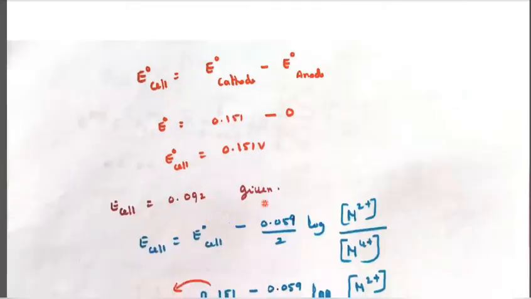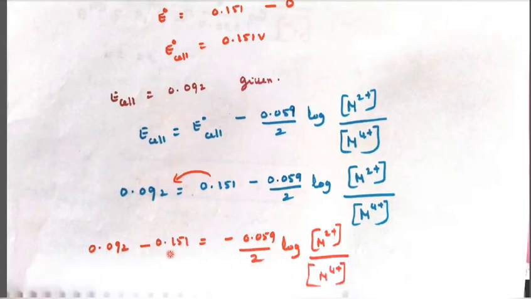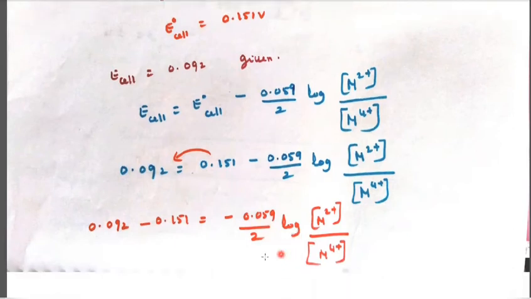E cell is given as 0.092 and E naught cell is 0.151. So E cell is equal to E naught cell minus 0.059 by 2 log of M2+ divided by M4+. We should calculate only these values. So 0.092 is the E cell value and E naught cell value is 0.151. When it goes this side, we should subtract it, and we are getting minus 0.059 by 2 log of M2+ by M4+.